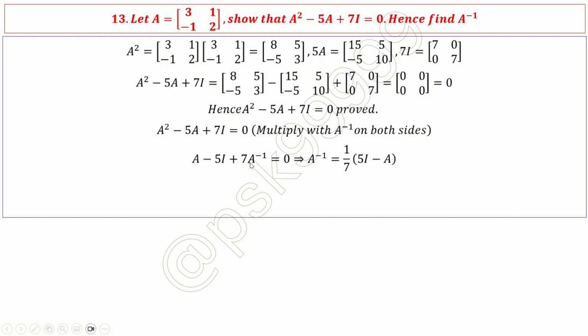Now from this, A inverse is nothing but 1 by 7th of, take 5I and A to the other side, so it will become 5I minus A, then 1 by 7. So A inverse equals 1 by 7 times (5I minus A).